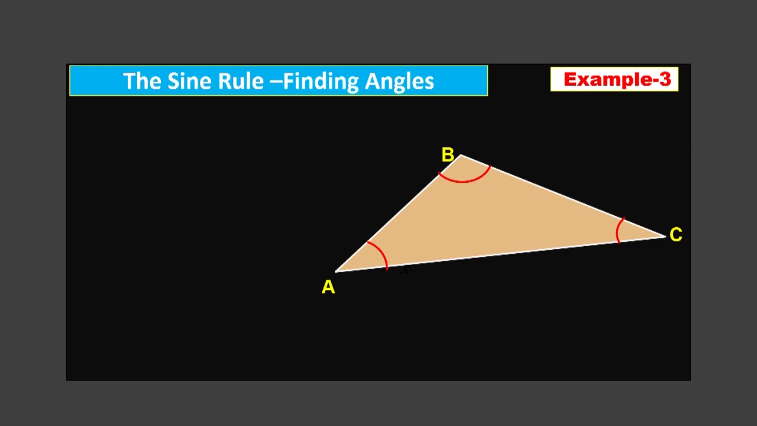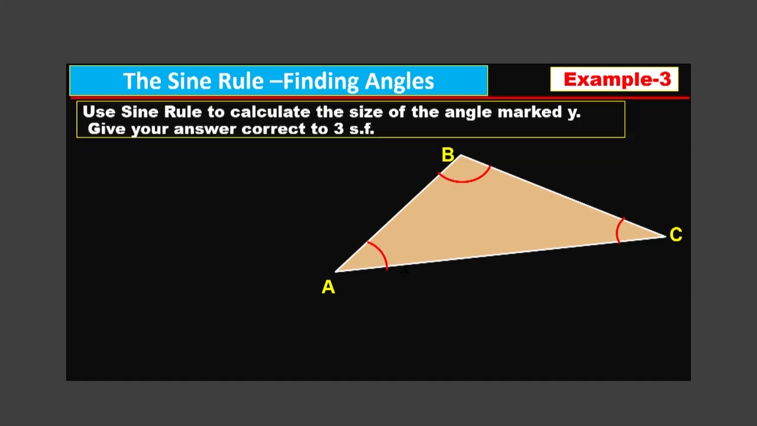Let's take a look at example 3. Use sine rule to calculate the size of the angle marked y. Give your answer correct to 3 significant figures.